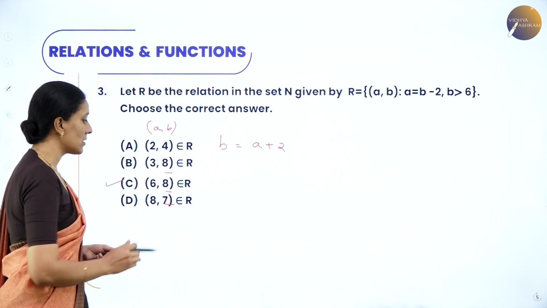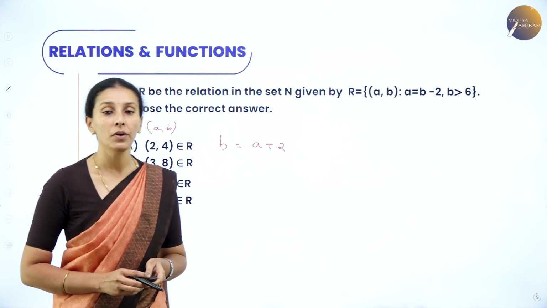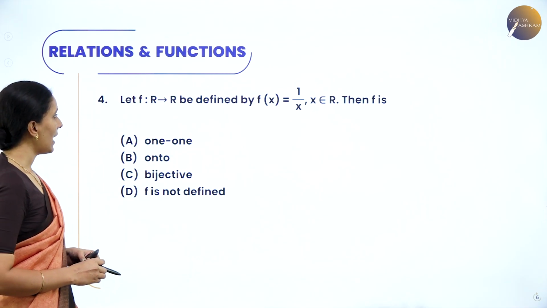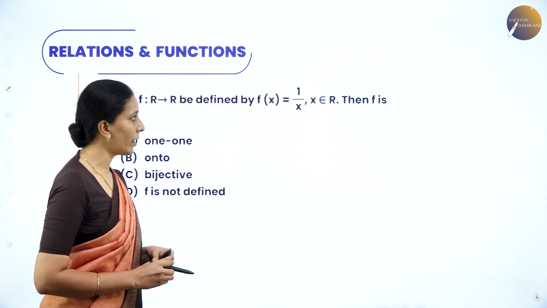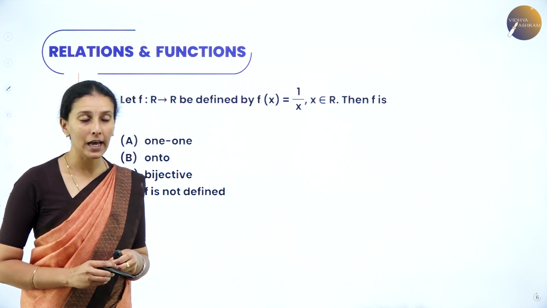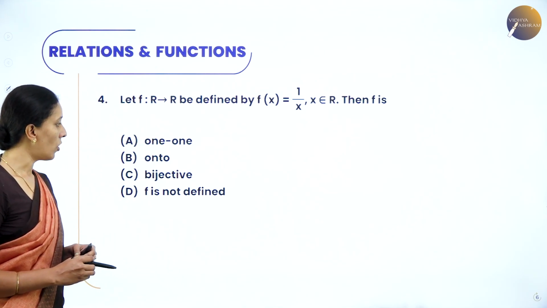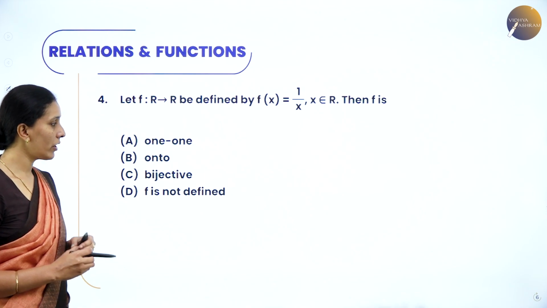So the correct option is 6, 8 belongs to R. Next we have, let f from R to R be defined by f of x is equal to 1 by x, x belongs to R. Then f is one-one, onto, bijective, or f is not defined.